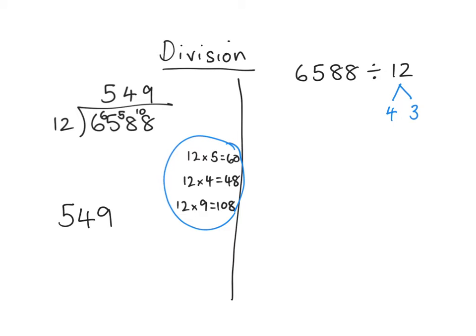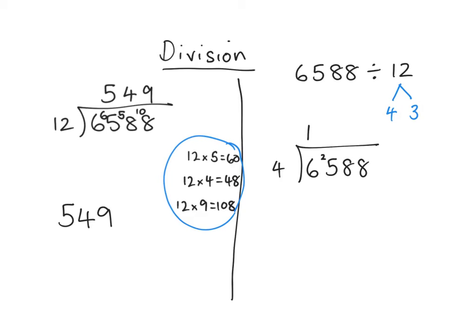I'm going to go with 4 and 3 because I'm happy with my 4 times table and my 3 times table. Because if I'm dividing by 4, then dividing by 3, I need to be happy with those tables. It doesn't matter whether you divide by 4 or 3 first. So I'm going to do 6,588 divided by 4. How many 4s fit into 6? 1 with 2 left over.